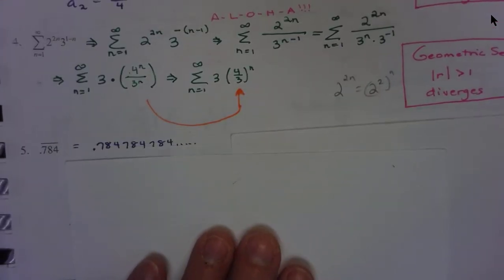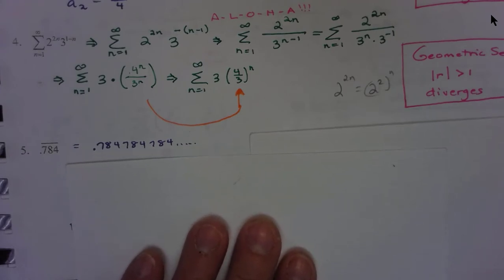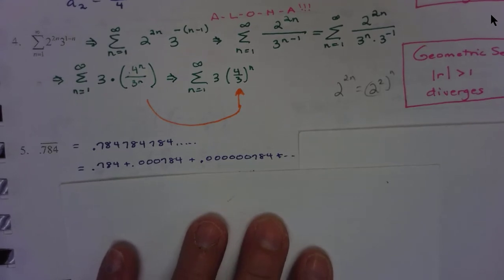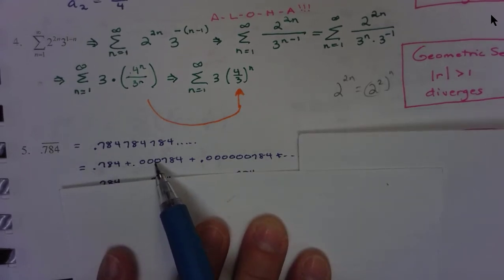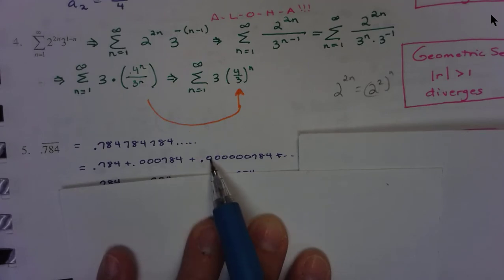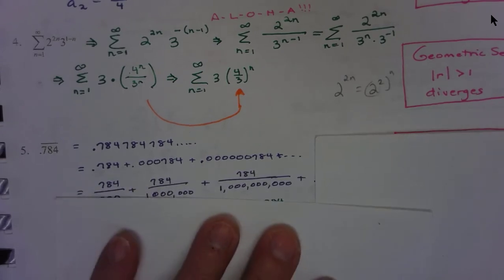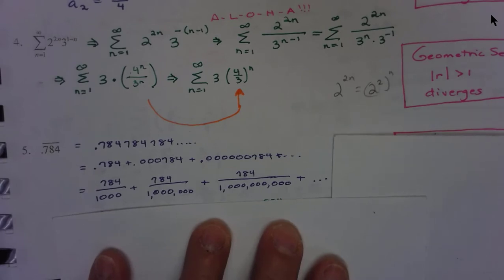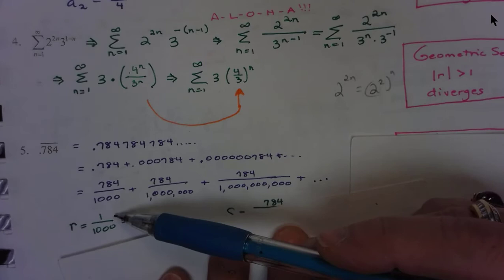That's a repeating decimal. We know that to be 0.784784784. If we think about what's going on and write it as a sum, 0.784 plus 0.000784 plus 0.000000784. So we can see if we write that in fractions, what we're really looking at. And when we do it this way, we can see that r is 1 over 1,000, or 0.001.